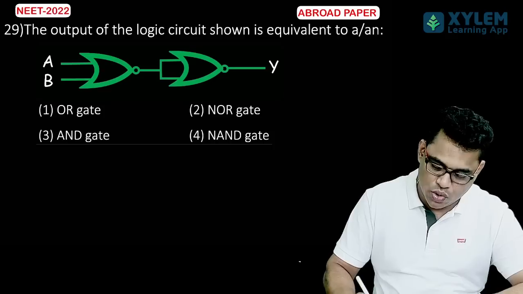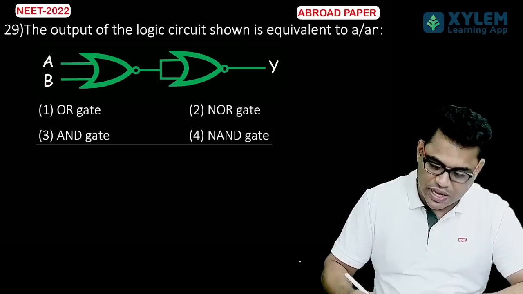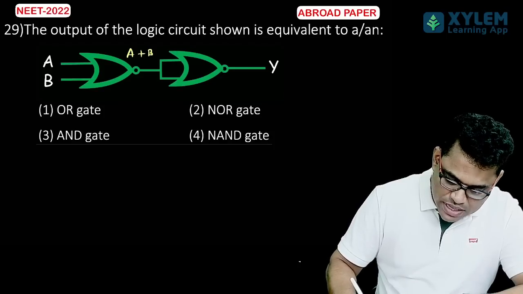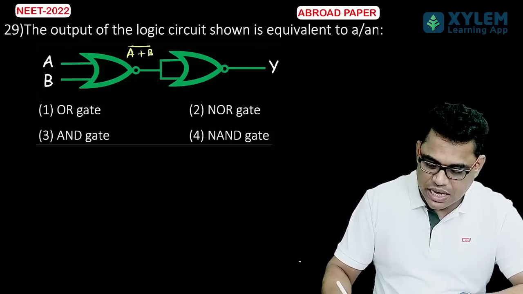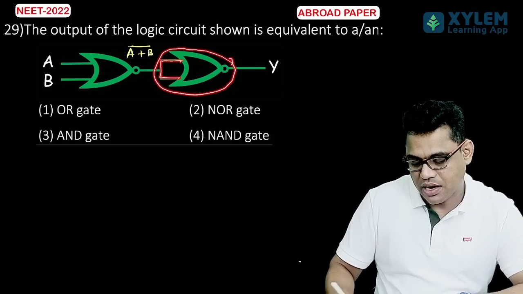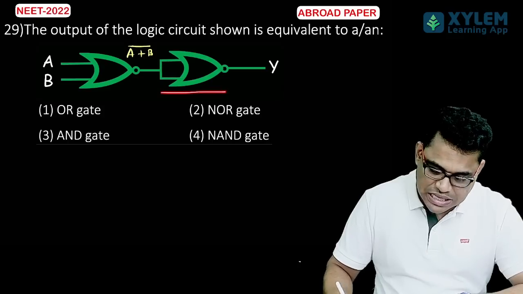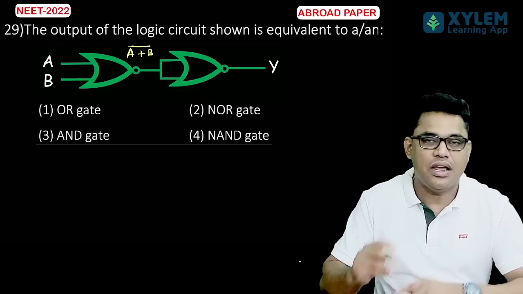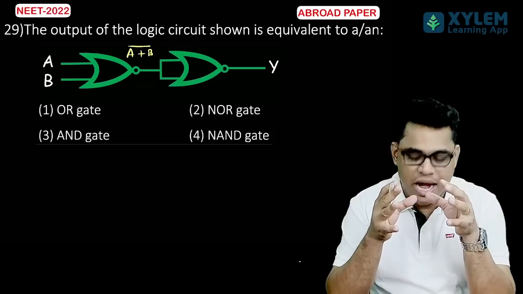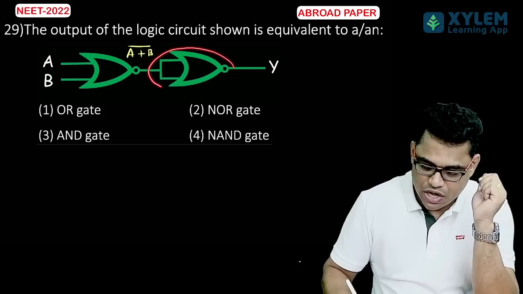What does a NOR gate do? It adds and negates. Therefore, A and B are added and negated when they pass through this gate: A plus B, negated. And here, this is a NOR gate whose input terminals are joined. When the input terminals of a NOR gate or NAND gate are joined, how does it act? It acts like a NOT gate.